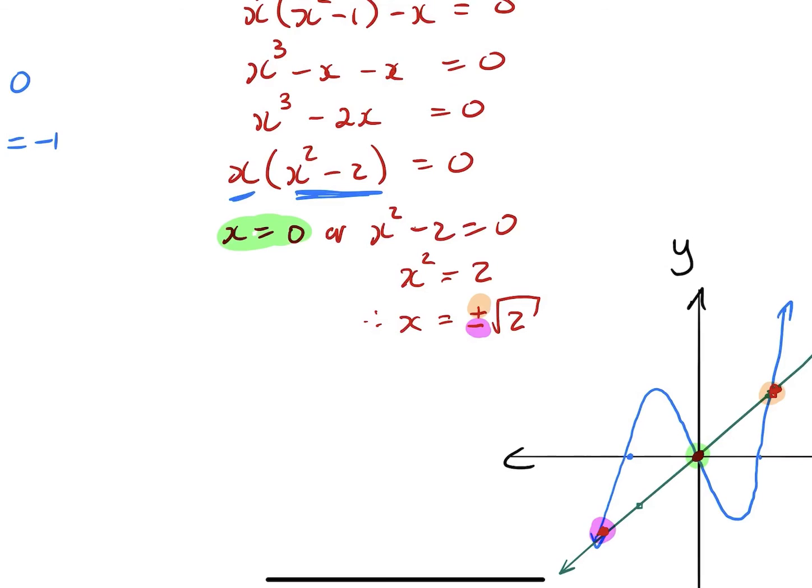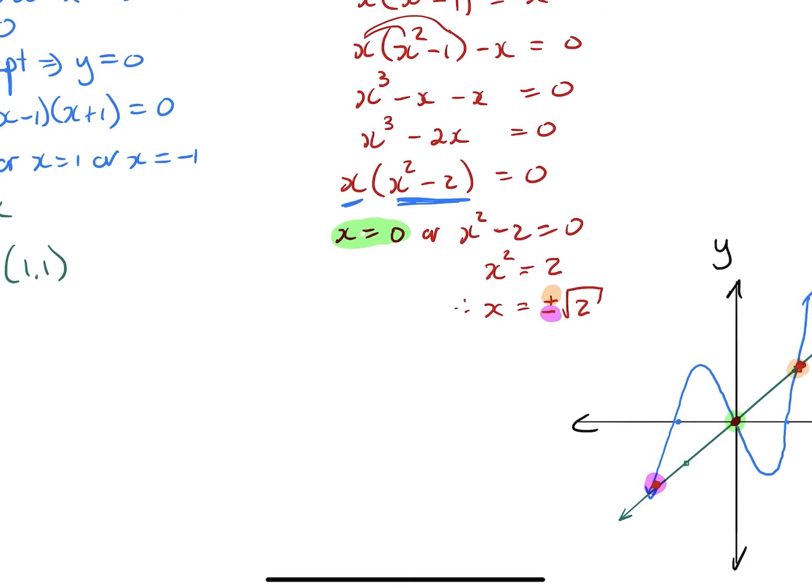I also have to have the y values for those, because I'm looking for the coordinates. Because my equation on the green graph is y equals x, it means if x is positive square root 2, y is positive square root 2. So my points will be (positive square root 2, positive square root 2), (negative square root 2, negative square root 2), and (0, 0). So that will be the 3 points where I have intersections.